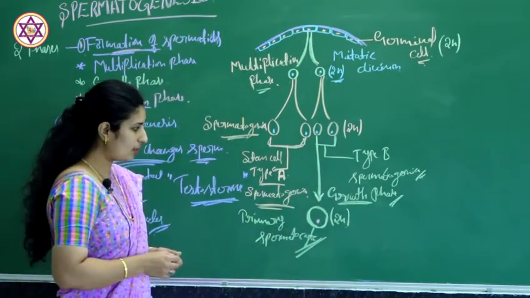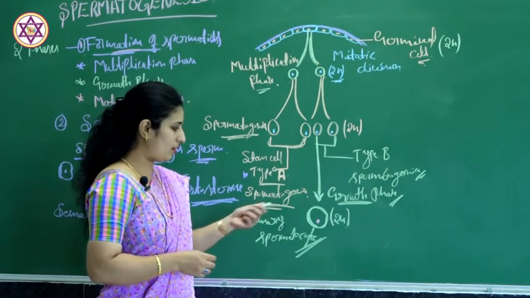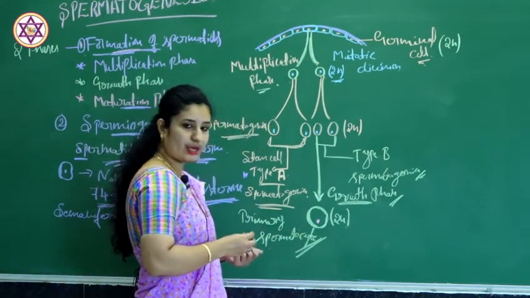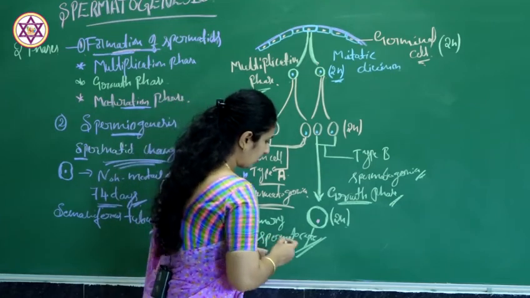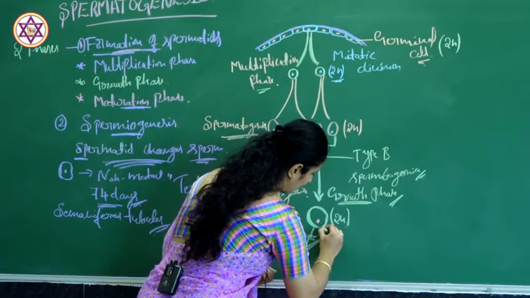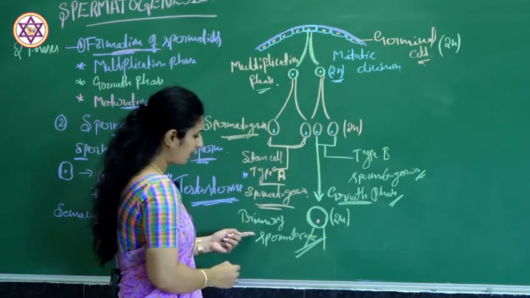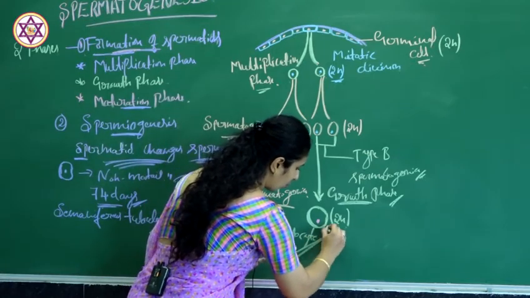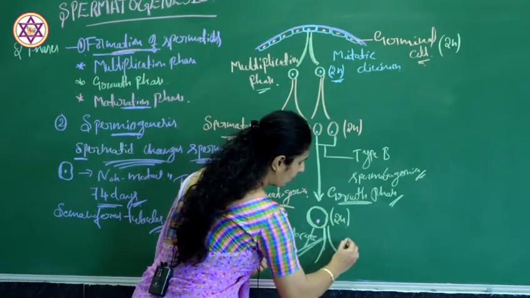Next what happens is maturation takes place. Here this primary spermatocyte undergoes a meiotic division.